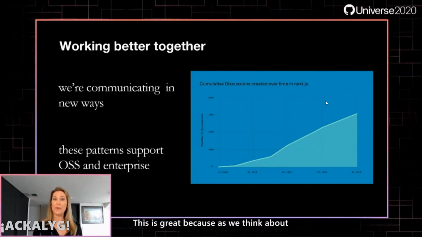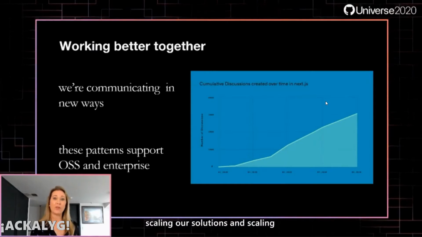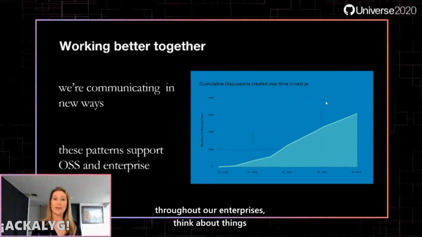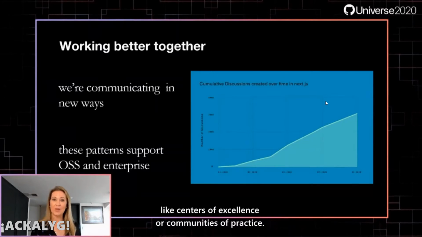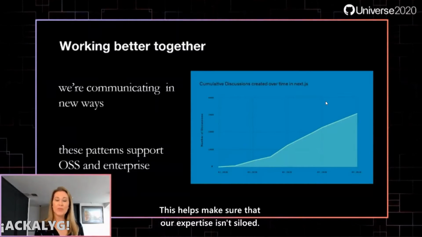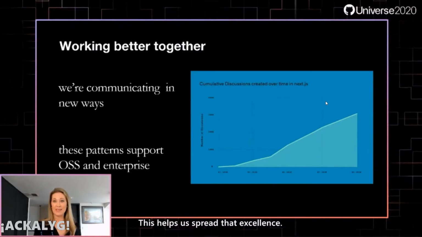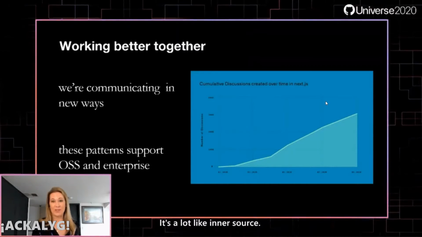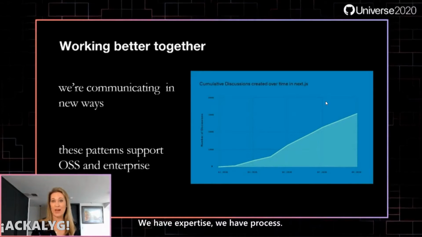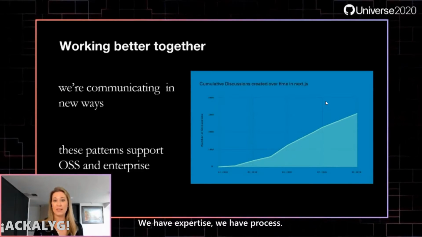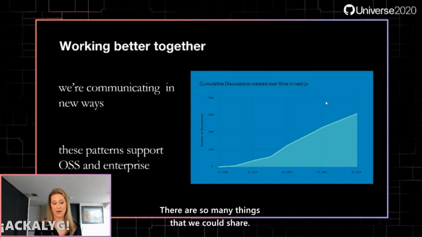This is great because as we think about scaling our solutions and scaling throughout our enterprises, think about things like centers of excellence or communities of practice. This helps make sure that our expertise isn't siloed. This helps us spread that excellence. It's a lot like InnerSource, right? We have so many things. We have expertise. We have process. There's so many things that we can share.